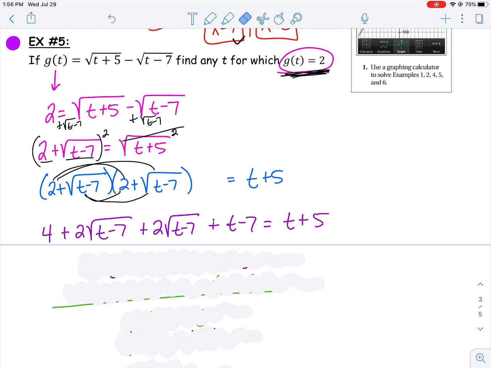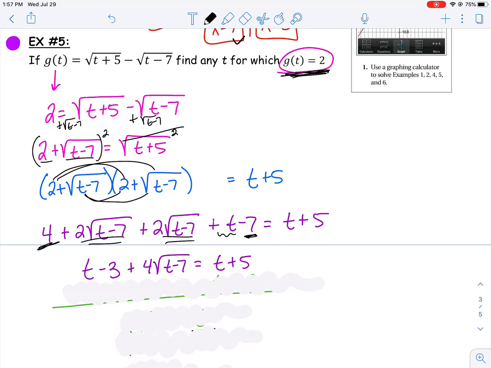Let's go ahead and look to see if we have any like terms on this side. It looks like I have a 4 and a negative 7. Those are just regular numbers, like terms that I should be able to combine. I have a lonely t that's going to come down by itself. But then I also have these two radicals that have the same exact stuff in them, and if that's the case, I should be able to add them together. They're like terms. So 2 rad t minus 7 plus another 2 rad t minus 7 is really just 4 rad t minus 7. So I have the t, the negative 3, that's from the 4 minus 7, and then the 4 rad t minus 7 on the left side. On the right side, I still have that t plus 5.